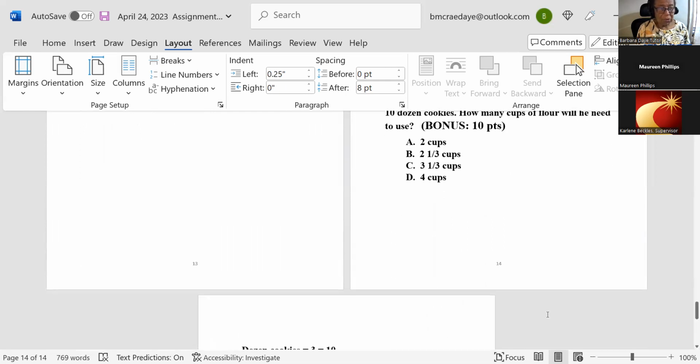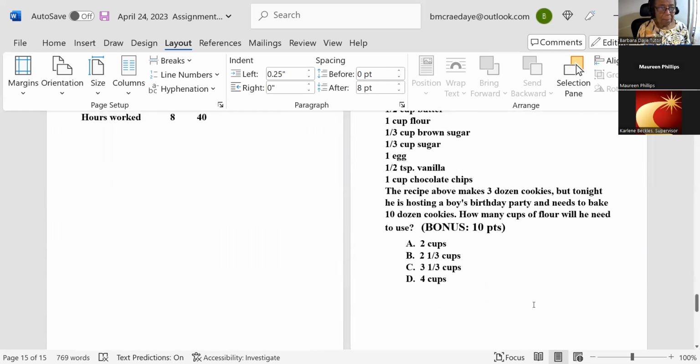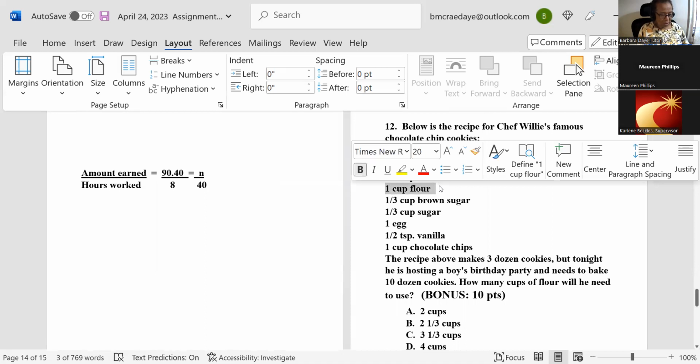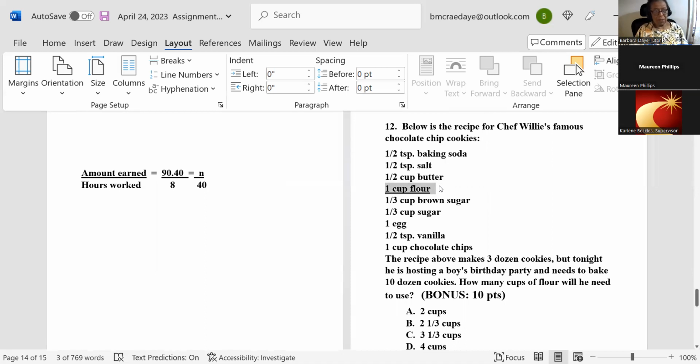Okay, Maureen, I want you to solve number 12, the last one. Below is a recipe of Chef William's famous chocolate cookies. You don't have to read all of those because you're only interested in the flour, right? Because they ask you how many cups of flour. So you have 1 cup only of flour for 3 dozen cookies.